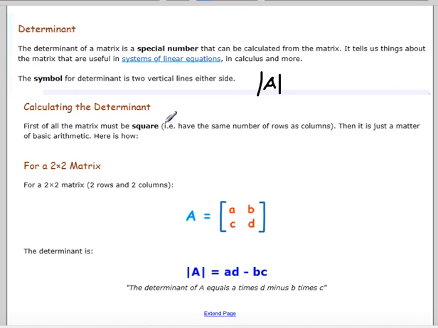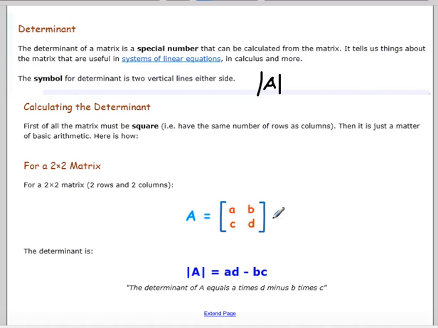If I had matrix A here, and I had two straight lines, that would be the determinant of matrix A. So calculating the determinant, first of all, the matrix has to be a square matrix in order for us to find the determinant of it. So it has to have the same number of rows as it does columns. Like a 2 by 2 or a 3 by 3, those have the same number of rows as they do columns. And a 2 by 2, we're going to find the determinant for that one first.